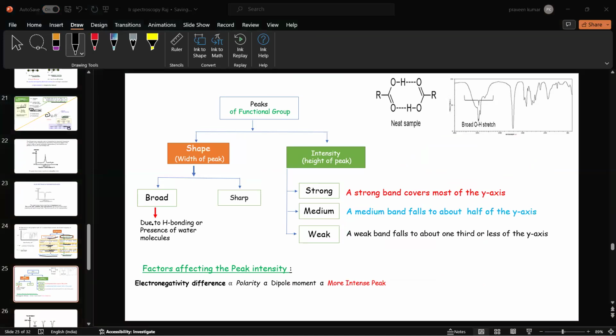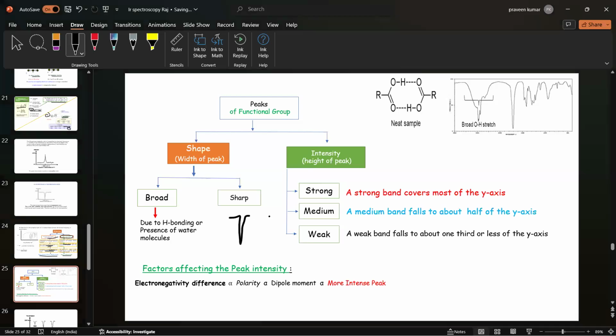Sometimes due to hydrogen bonding or the presence of water molecules, there can be a sharp peak, while the presence of water molecules can lead to a broad peak. A broad peak mainly occurs due to hydrogen bonding or water molecules. If there is a larger electronegativity difference between the two atoms, there will be more polarity, more dipole moment, and a more intense peak will be absorbed. Here you can see, guys, a broad peak has been observed due to the presence of hydrogen bonding in the water molecule.